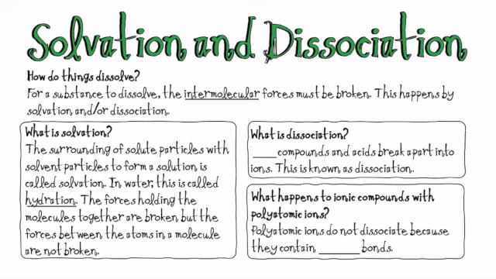What is dissociation? Ionic compounds and acids break apart into ions. This is known as dissociation. What happens to ionic compounds with polyatomic ions? The polyatomic ions do not dissociate because they contain covalent bonds.